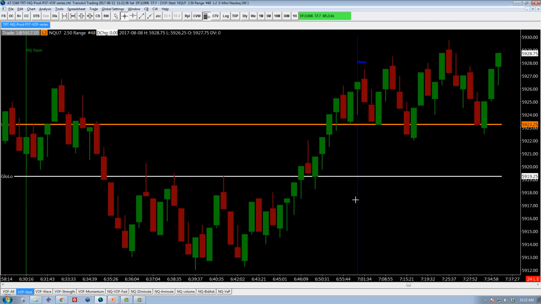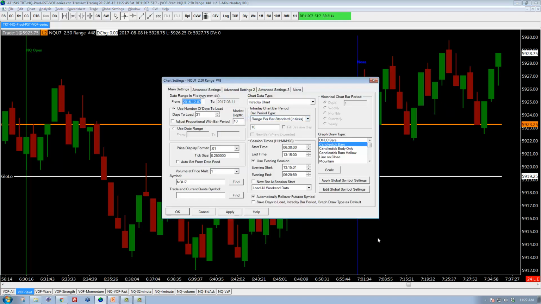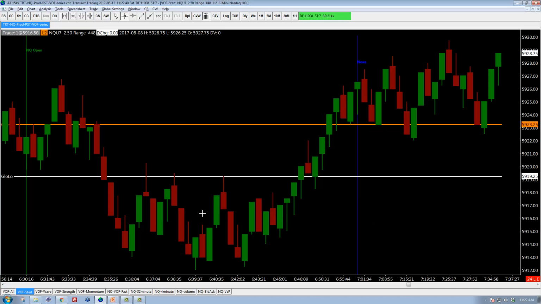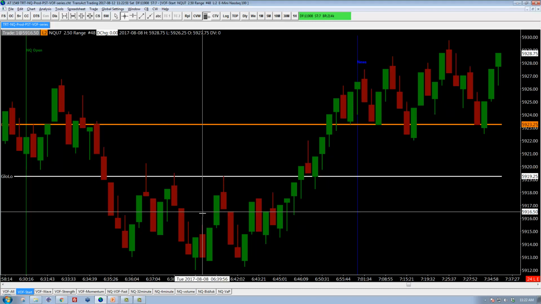So let's get oriented on this chart. This just has the bars on it at the moment. This is the NASDAQ. It is a 10-tick range bar chart. Here are the chart settings if you'd like to set it up as well. This is August 8th, 2017.